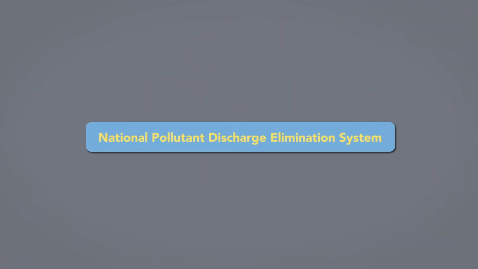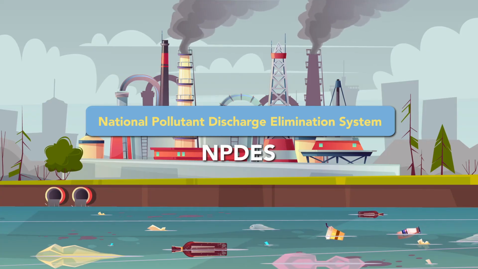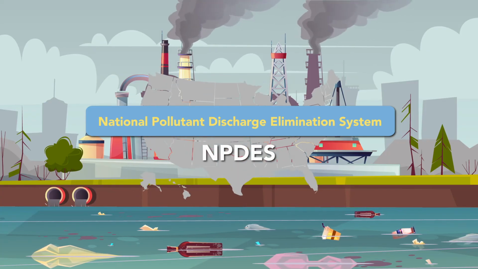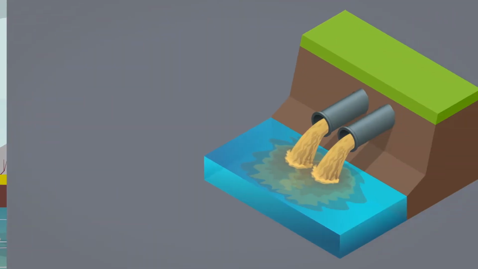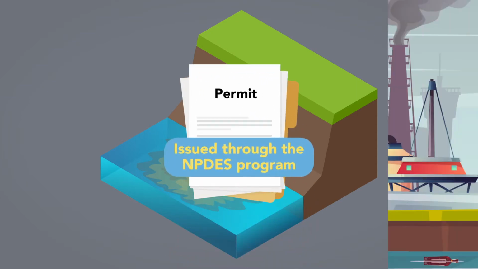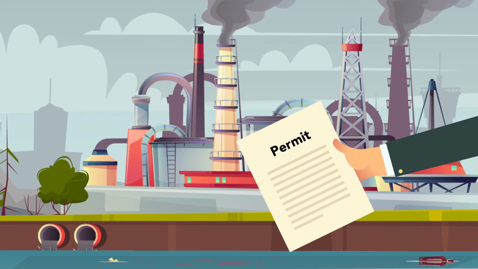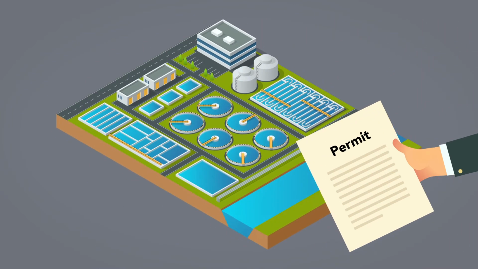The National Pollutant Discharge Elimination System, or NPDES, permit program controls point sources that discharge pollutants into the waters of the United States. Point sources can discharge pollutants into waters without penalty if they obtain a permit issued through the NPDES program. These permits are issued to facilities that discharge any materials directly into surface waters. Examples of facilities that commonly require NPDES permits include factories, industrial buildings, and municipal facilities.